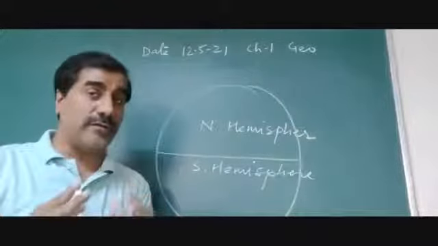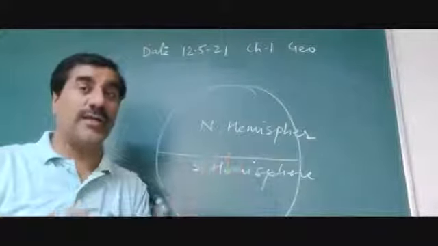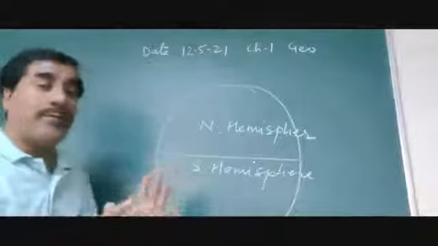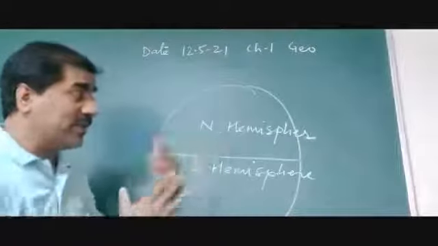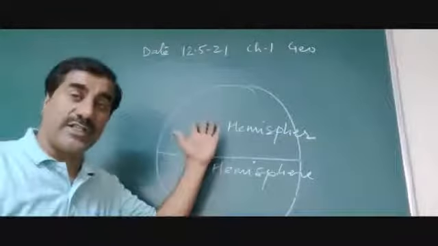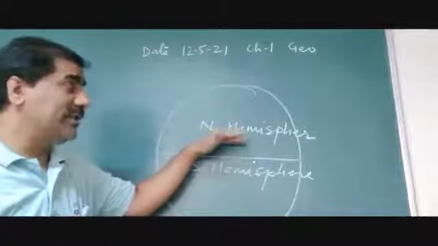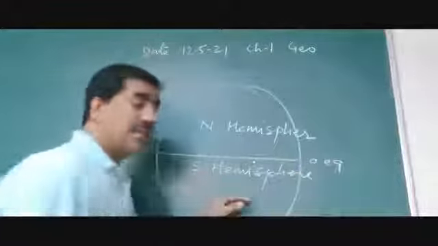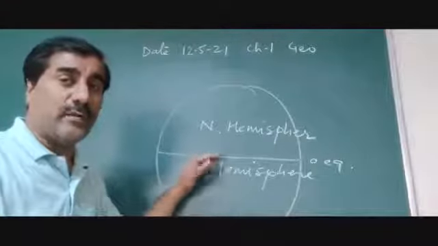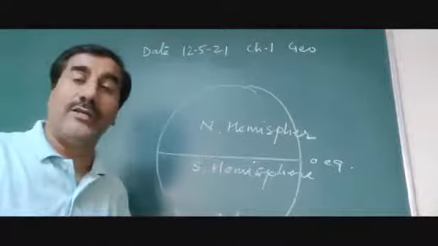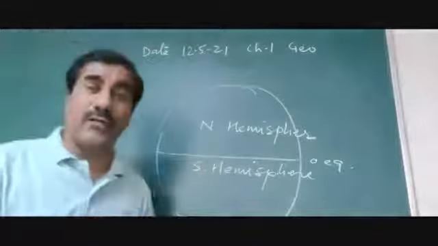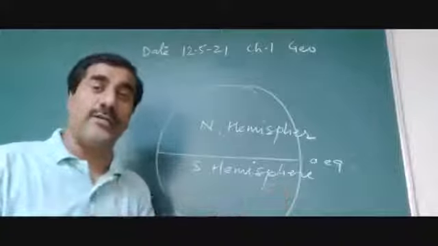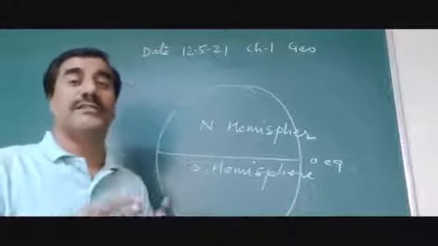So 0 degree above is the northern hemisphere, and 0 degree below is the southern hemisphere. We'll use these words later on. Is India located in the northern or southern hemisphere? If any country is located in northern latitudes, it will be in the northern hemisphere. If a country is located at a southern latitude, like 23 southern latitude, it is located in the southern hemisphere.